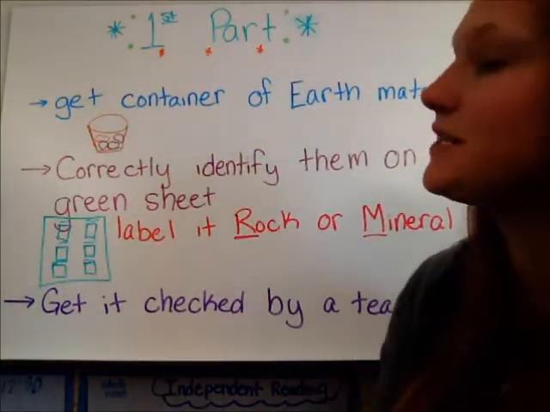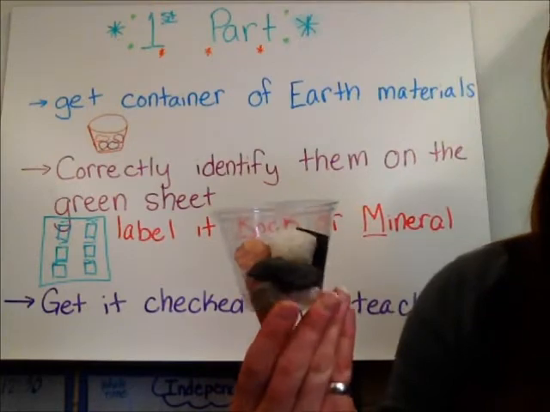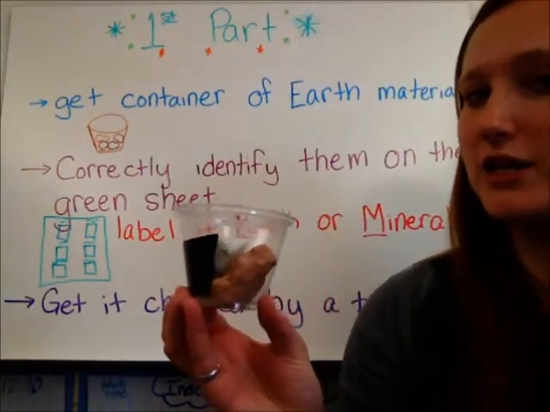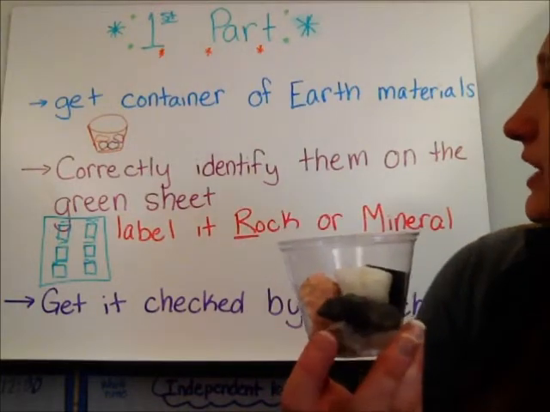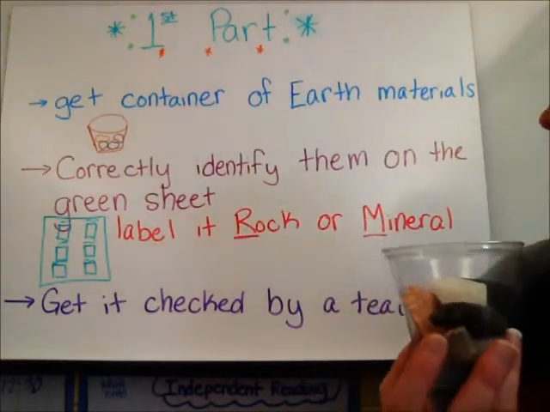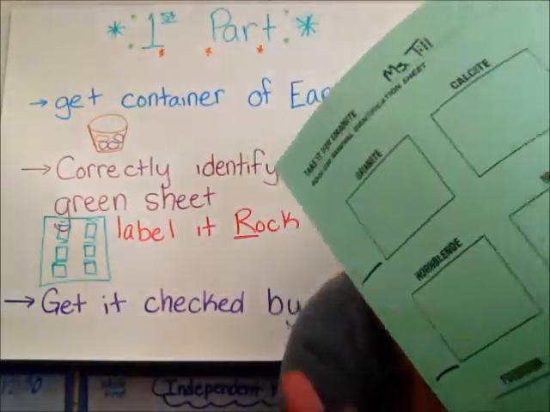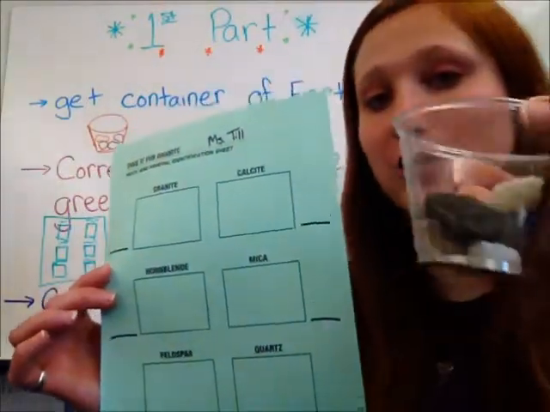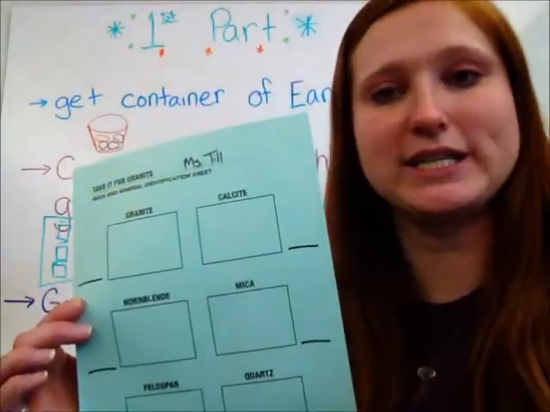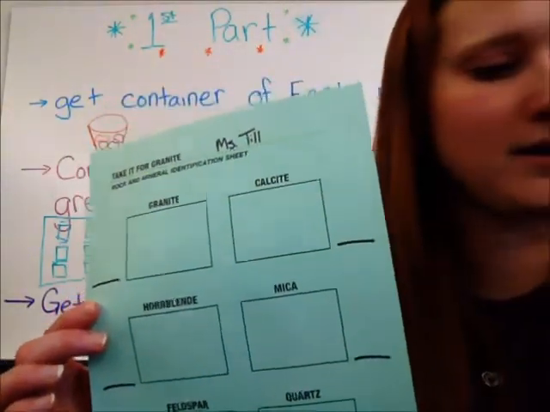Our first part, you will need to get a container of earth materials. So you will get a cup from a teacher that looks just like this. Second, you need to correctly identify them on the green sheet. So you'll also need a green sheet that looks like this. You'll need to put your name at the top, and you have your cup of earth materials. You need to take each one out and try to determine which one it is.